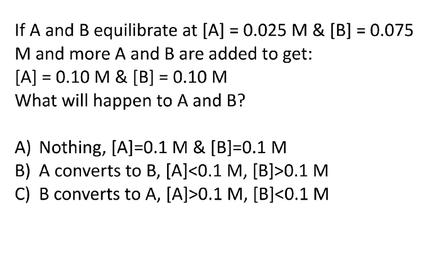Let's look at an example. If A and B equilibrate at a concentration of A of 0.025 molar, concentration of B of 0.075 molar, and we add more A and B to get both concentrations at 0.10 molar, what will happen to A and B? The way we're going to check this is now our Q, and our reaction is just A is in equilibrium with B, the reaction we've been looking at in those slides.